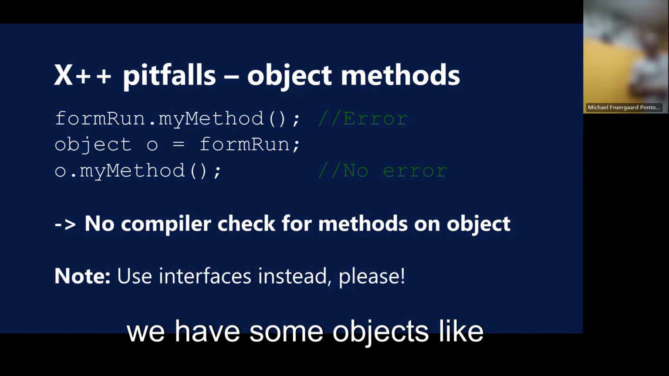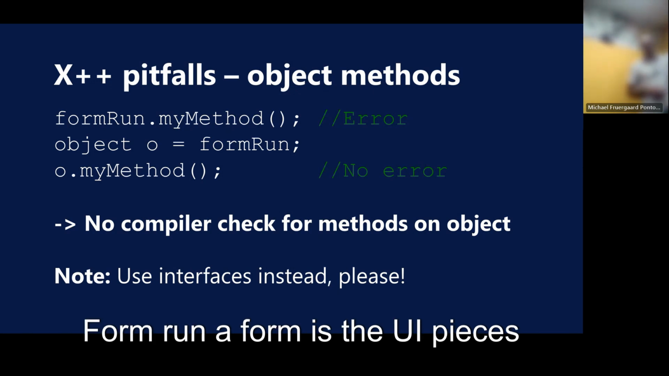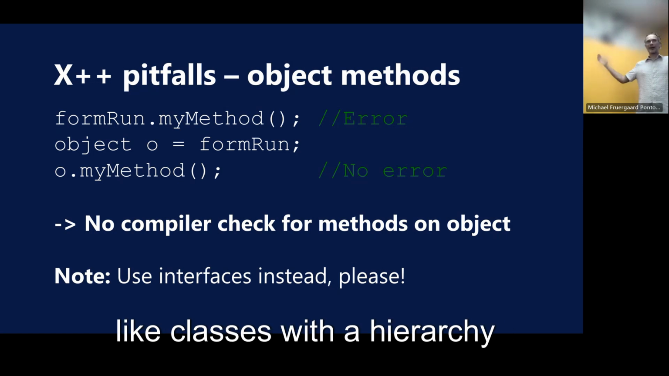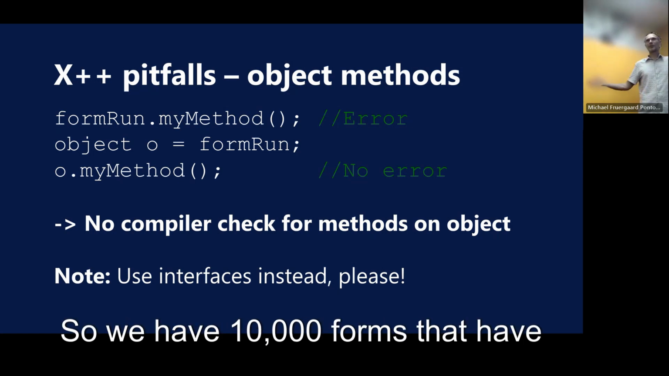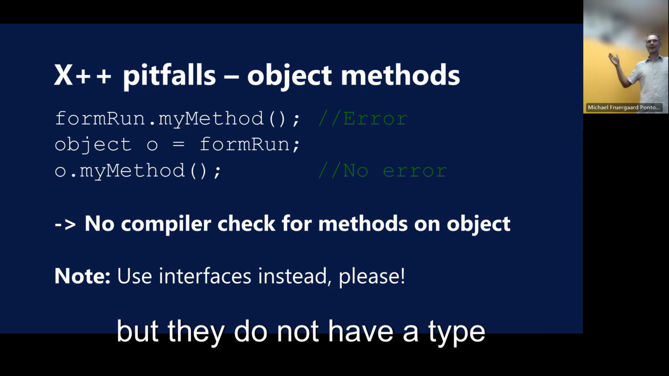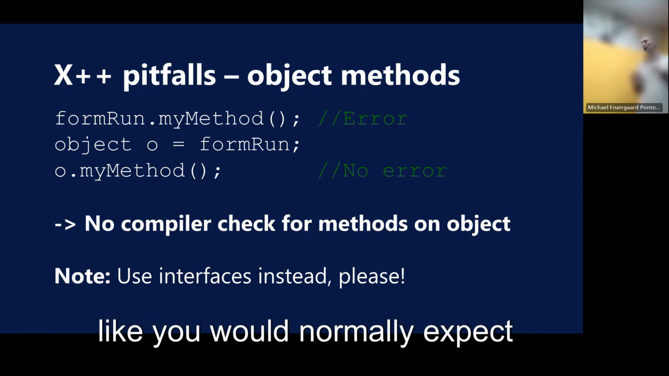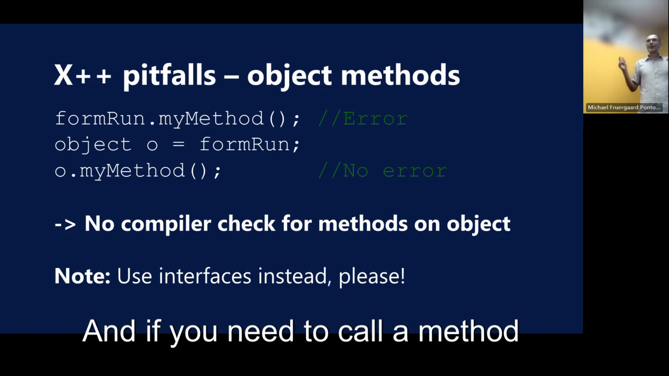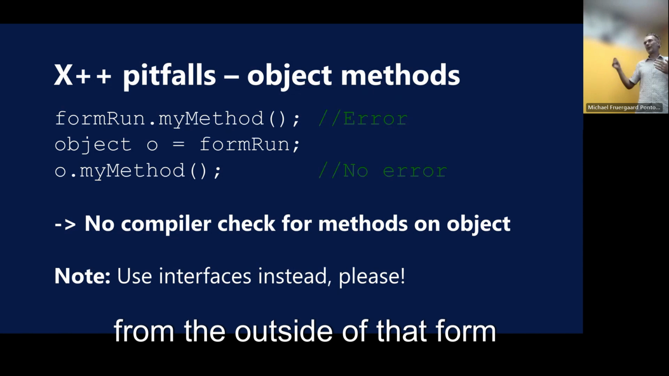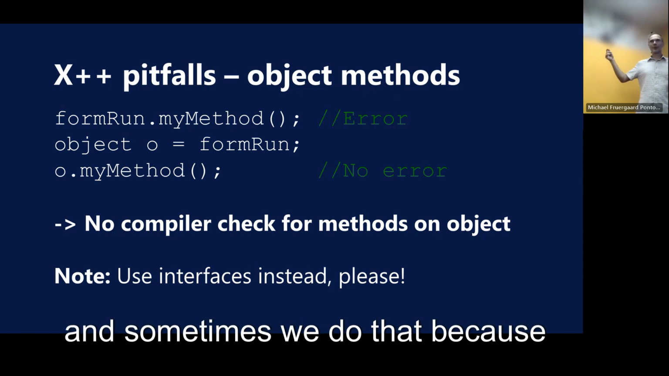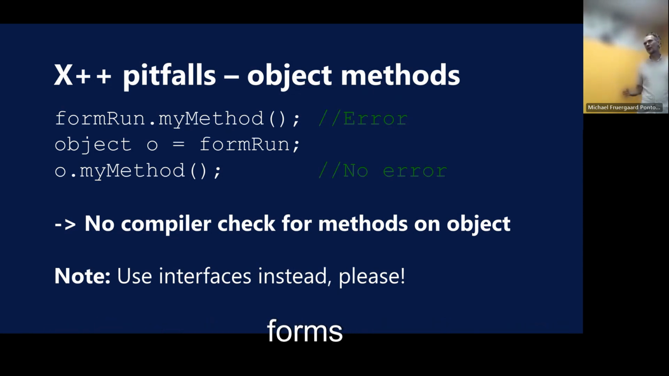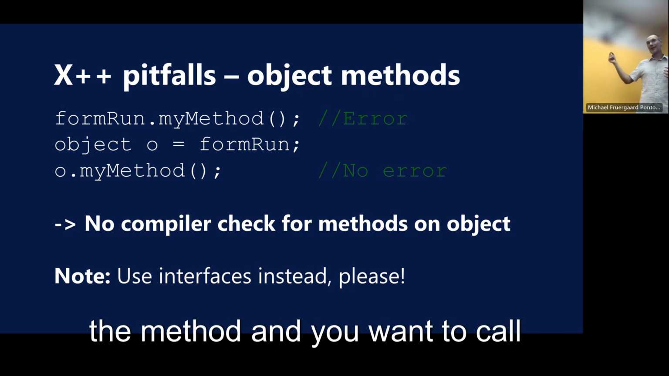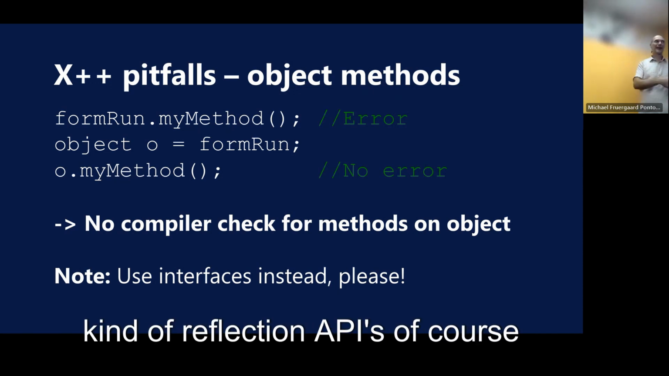We have some objects like form run. A form is the UI pieces we're building, and they are not like classes with a hierarchy and stuff like that. So we have 10,000 forms. They have their own names, but they do not have a type like you would normally expect. So they're created at runtime, basically. And if you need to call a method on the form from the outside, and sometimes we do that because we have some class that supports different forms, how do you call that method? Form run doesn't have the method, and if you want to call it, you can go through some kind of reflection APIs, of course.